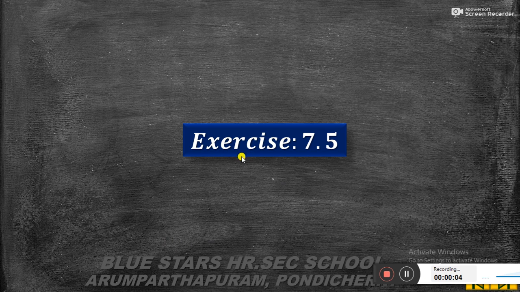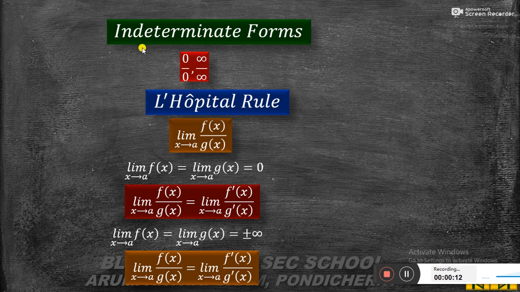So now we discuss the exercise 7.5. So now we discuss the examples of 7.5. Indeterminate forms. Now we discuss the indeterminate form. Indeterminate form means 0 by 0, infinity by infinity. These are indeterminate. Indeterminate means there is no answer. So 0 by 0 we can't define. Infinity by infinity we can't define.